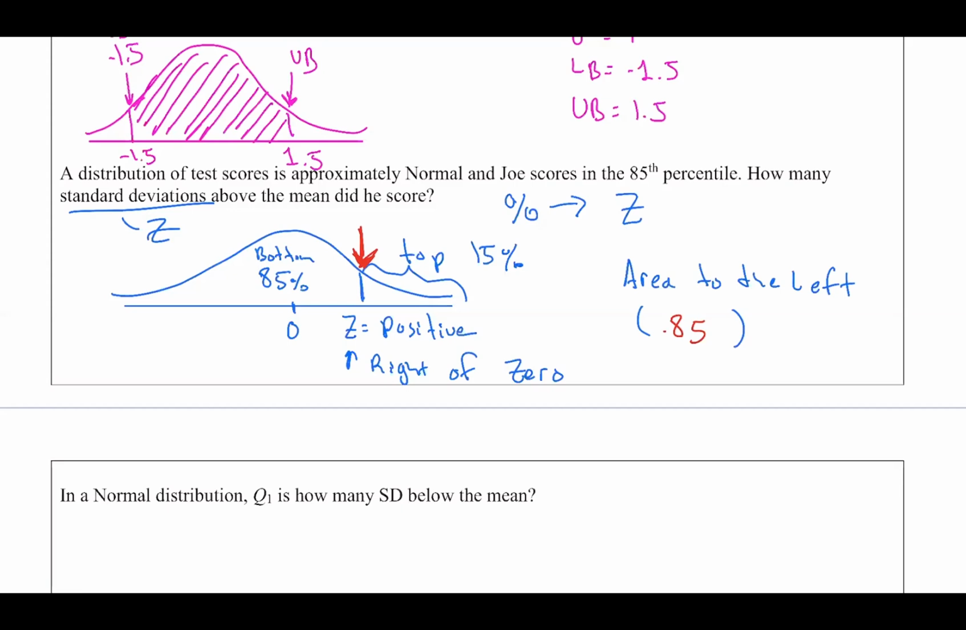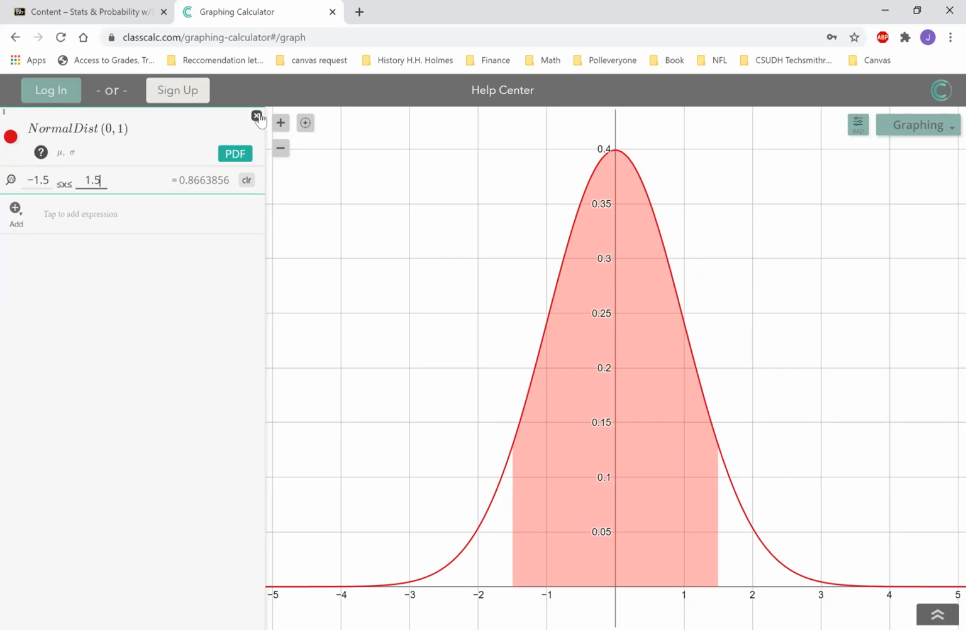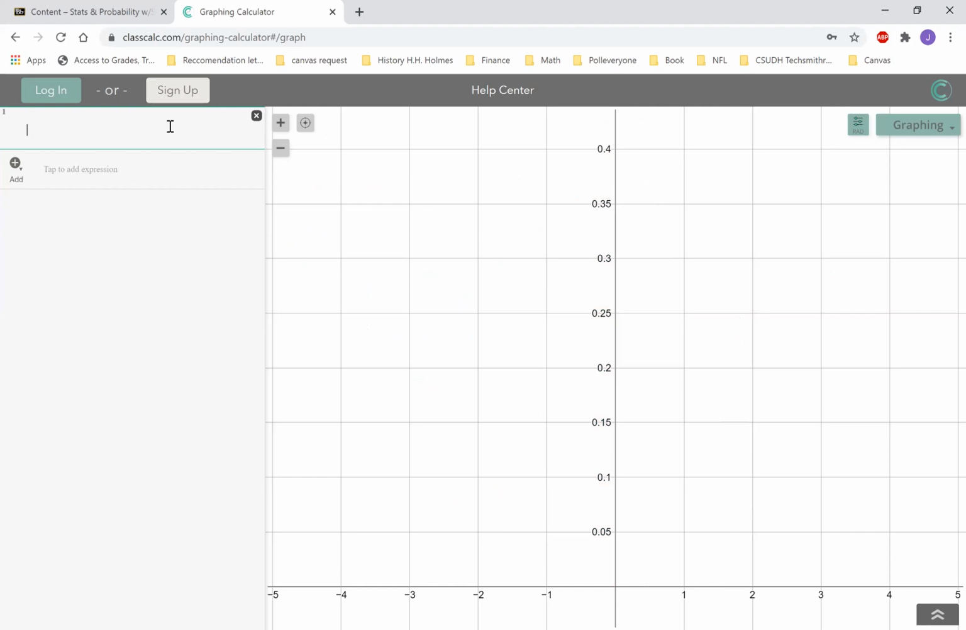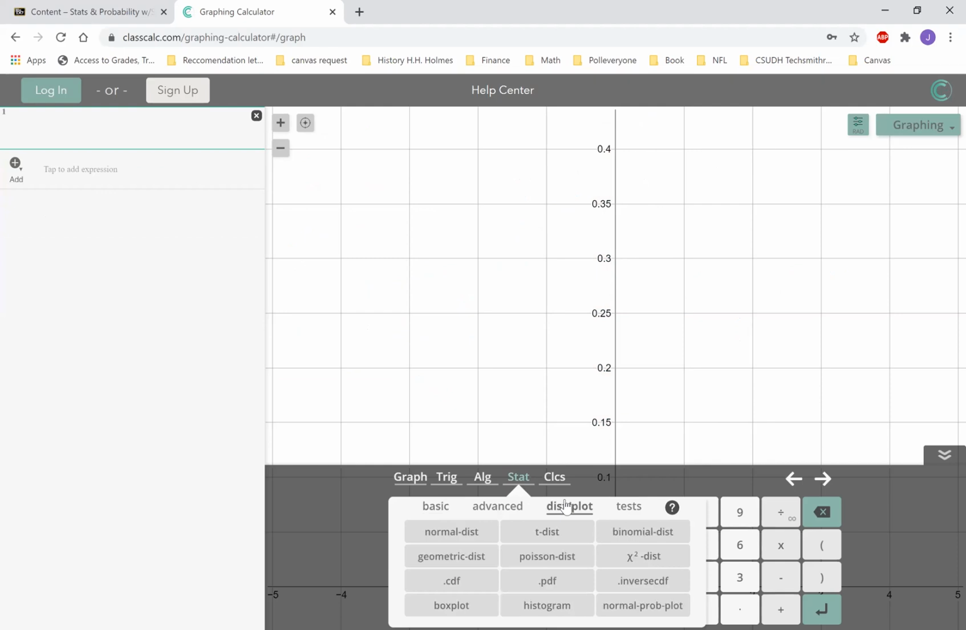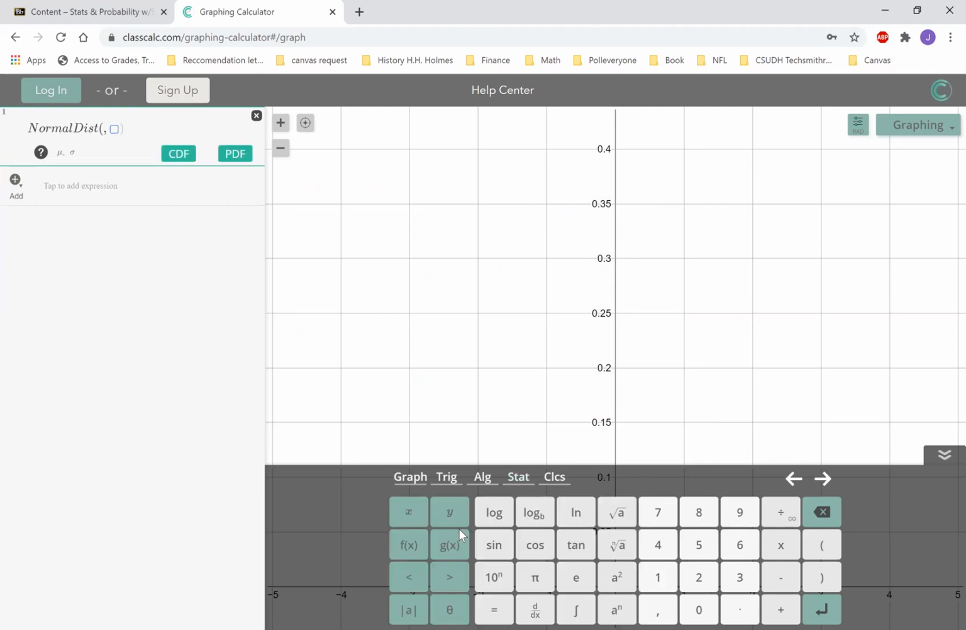All right, so let's go ahead and go to class calc, that way I can show you how to enter this. For class calc, you're actually going to do this in 2 steps. So just pay attention. The first step, you want to go to stats, go to distribution, and do a normal distribution. For the normal distribution, you're going to put 0 and 1. So remember, the mean and the standard deviation, so 0 and 1.